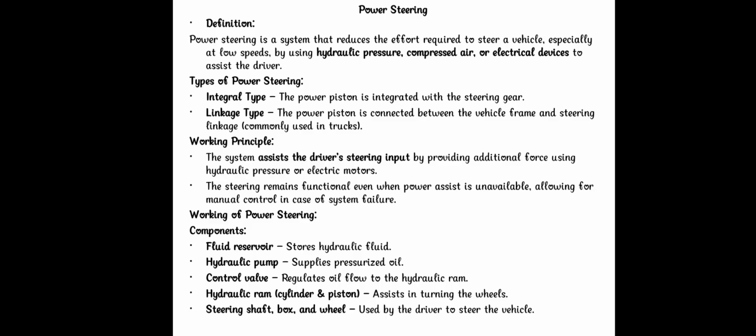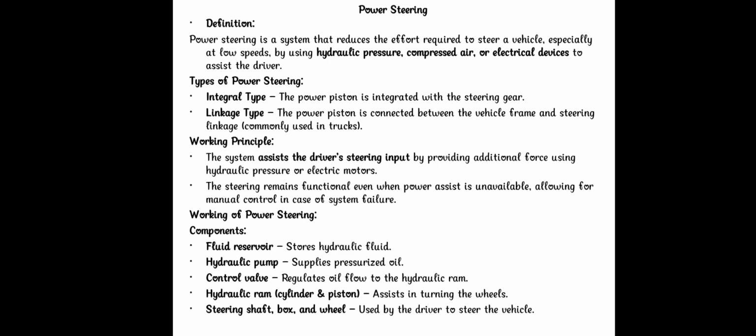Today we are going to see the topic of power steering from automobile engineering. First of all, we want to know what power steering is from the definition. Power steering is a system that reduces the effort required to steer a vehicle, especially at low speeds, by using hydraulic pressure, compressed air, or electrical devices to assist the driver. Steering is very important for the automobile. By using the technology of power steering, we can easily turn vehicles with less effort.